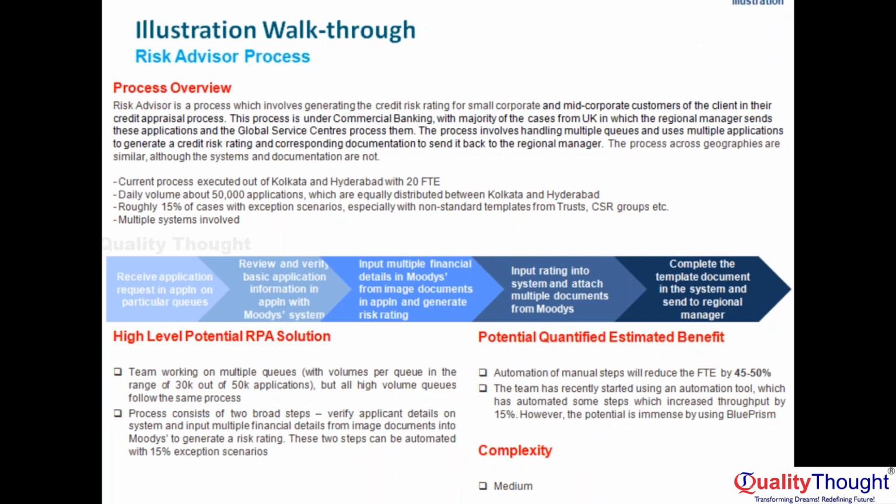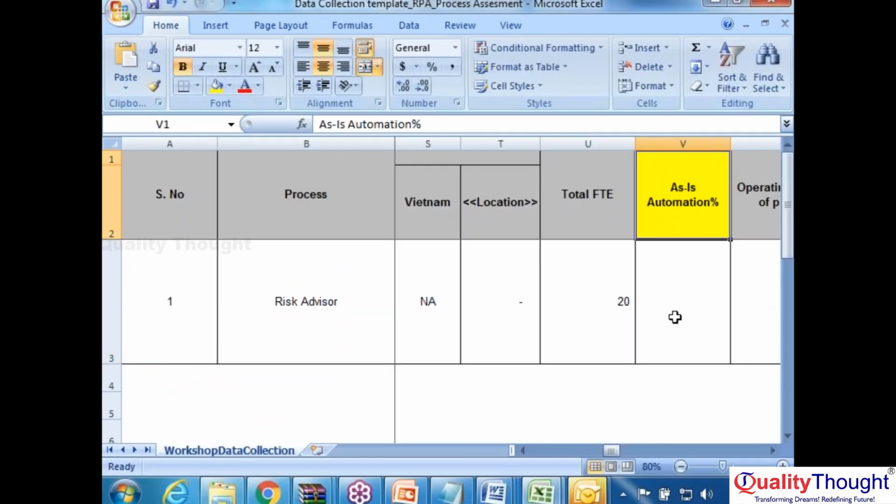And what is the volume of the application? How many applications are they handling per day? 50,000 applications, distributed between Kolkata and Hyderabad. We are collecting this data to decide the V column, the automation percentage. So the output of this data collection gives the answer to the V column. What is the percentage of automation? Can we automate 10%? 10% automation means 10% out of 20, so 2 employees can be replaced. 100% automation means 20 employees can be replaced by bots. 50% automation means 10 employees can be replaced by bots.